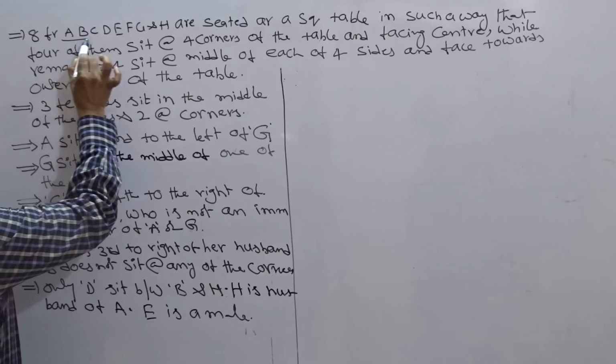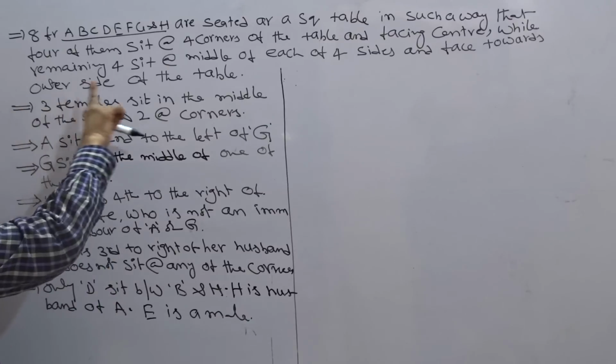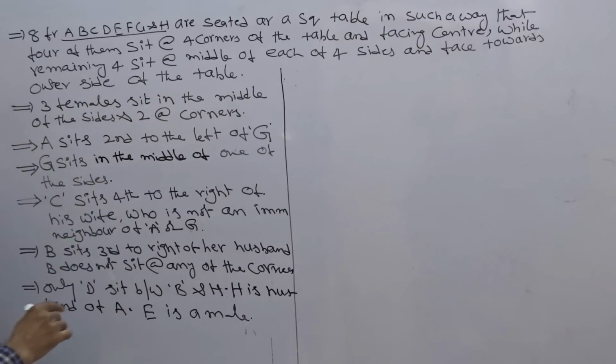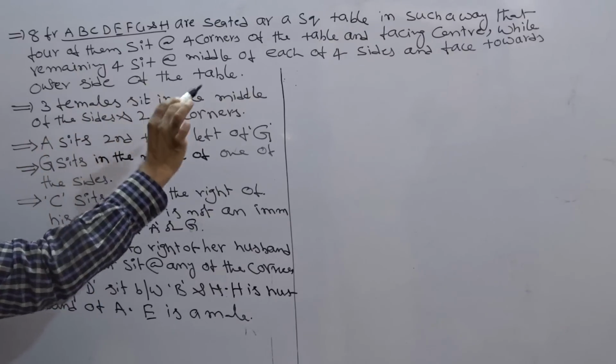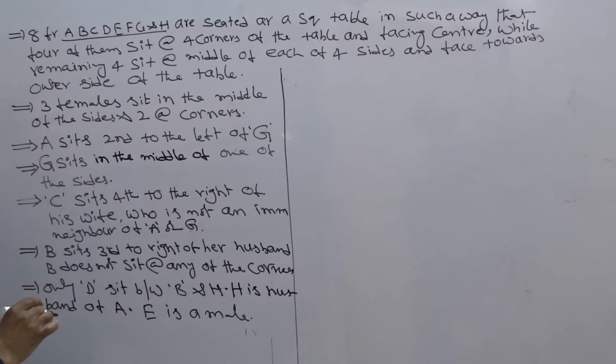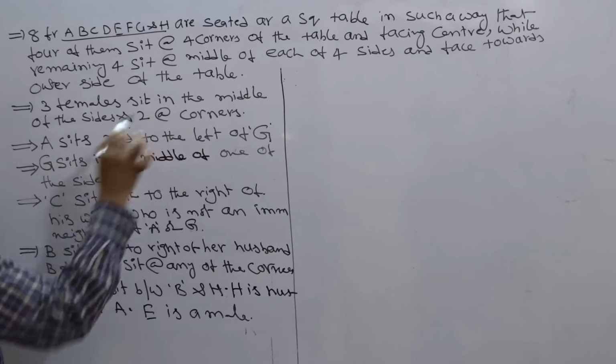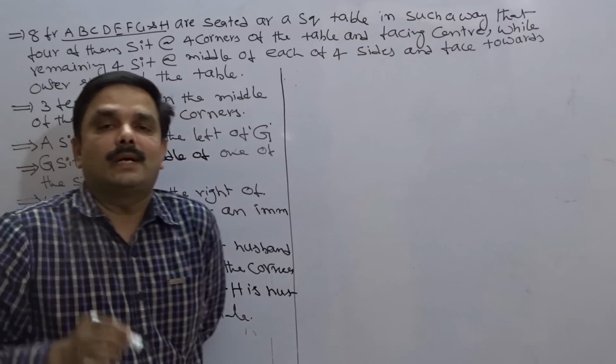8 friends, A, B, C, D, E, F, G and H, are seated around a square table in such a way that 4 of them sit at 4 corners of the table facing center, while the remaining 4 sit at the middle of each of the 4 sides and face towards the outer side of the table. Then they have given 3 females sit in the middle of the sides and 2 at corners. Two things are very clear here.